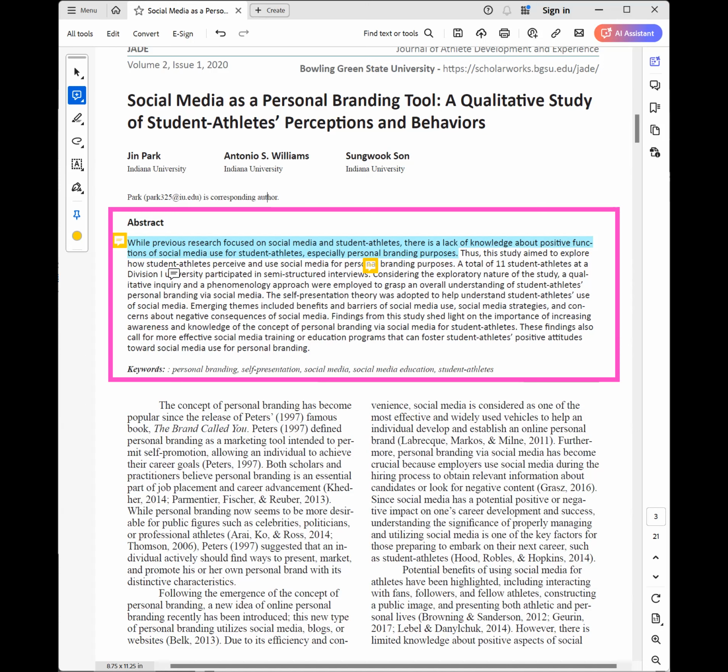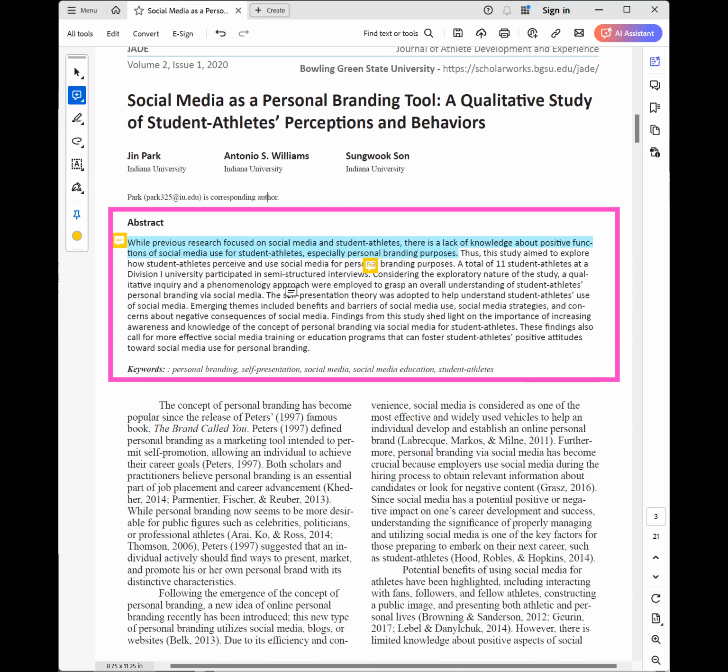That's as opposed to a quantitative inquiry, which would be very hard math. It would be very number based, very statistics based. And they also use a phenomenology approach. And phenomenology is the study of a phenomenon.